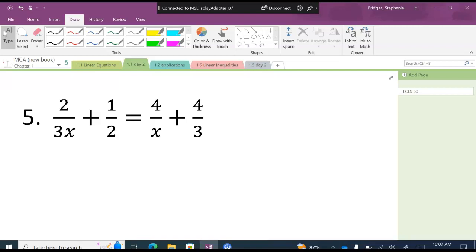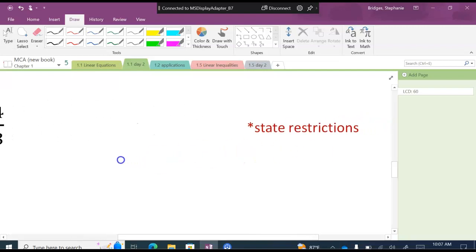So looking at this one, do you notice anything that's different about my fractions? There's a variable in the denominator. Every other one that we've done so far, our variables have been out to the side or in the numerator, which has no effect on my fraction, really. The key here is when you have variables in the denominator, we have to state our restrictions.